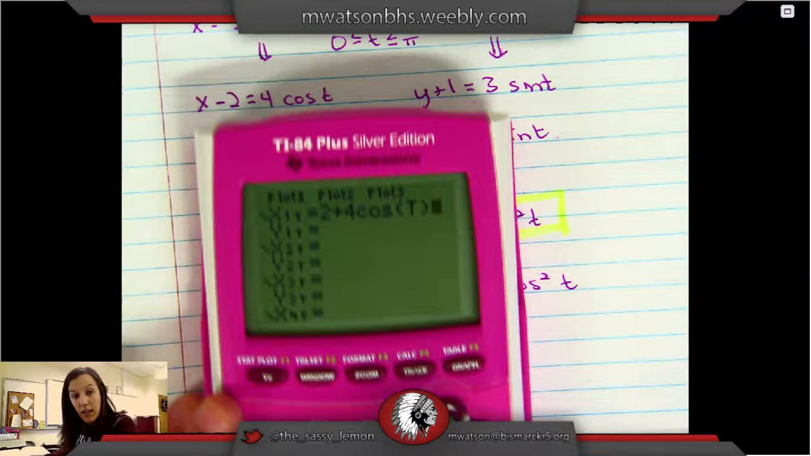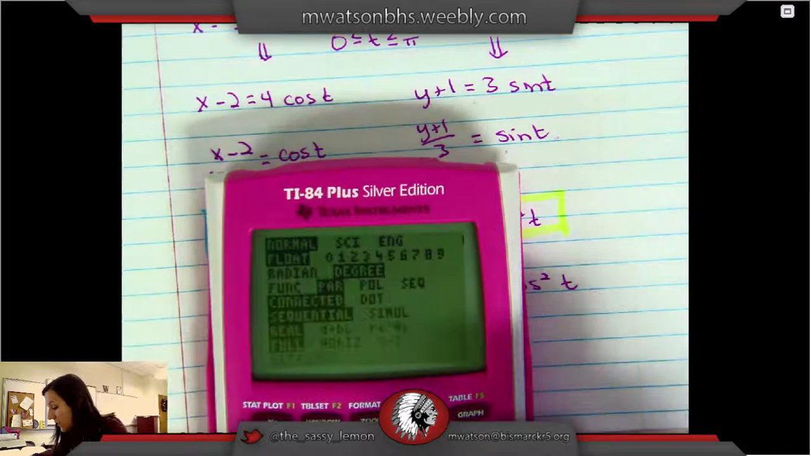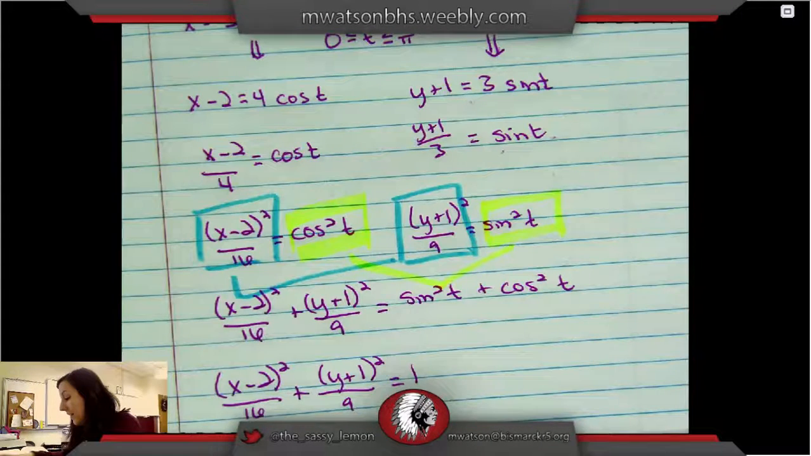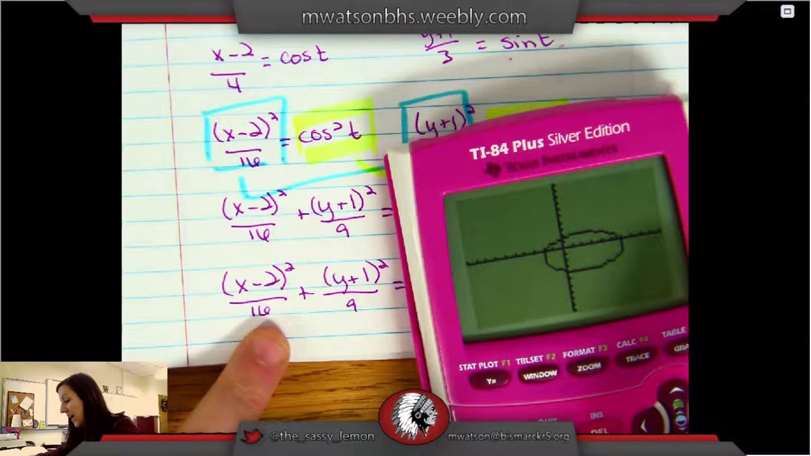So 2 plus 4 cosine of t. And then here we've got negative 1 plus 3 sine of t. And I have to change my mode to radians. And then graph it. And you can see it's like an oval. So the math word for that is an ellipse. And you might see these types of equations somewhere on the ACT.